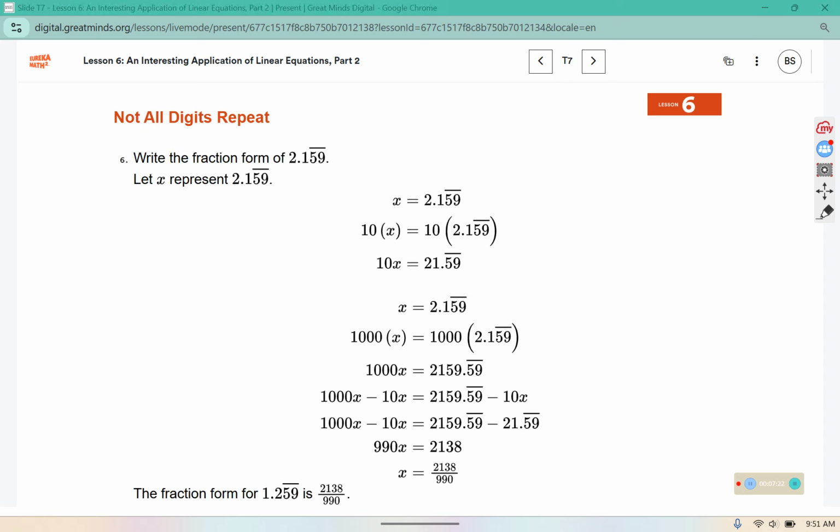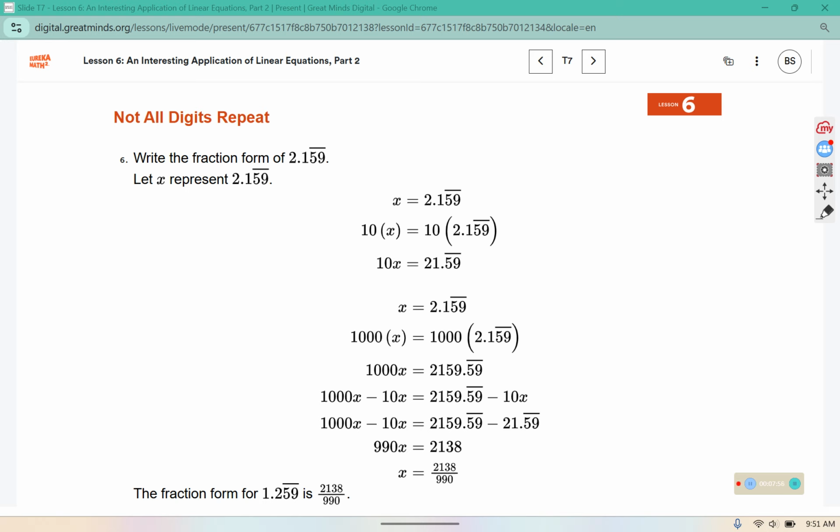Here's an example where not all of the digits in the decimal repeat. So that 1 here is in the decimal's place value, but it doesn't go along with the repeating pattern. So the strategy we use is just slightly different. Instead of using x and our multiple, we're going to need to get this first part out of the decimal that doesn't repeat and then continue from there.